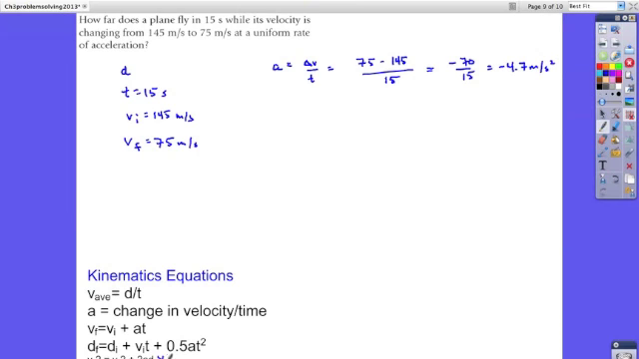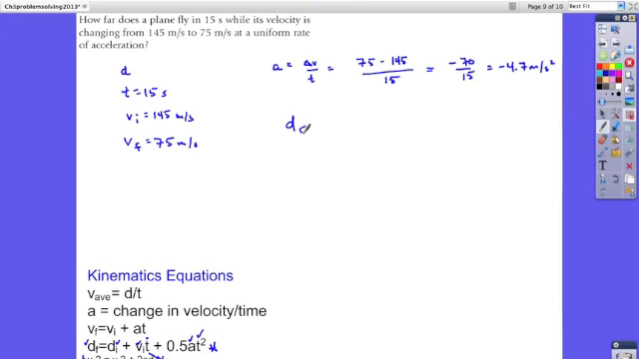Now I can go back and use this equation to find d. Or I could use this equation because I know time, I know acceleration, I know initial velocity, I know the initial position is 0, and that's what I'm looking for. Okay, let's try that one instead. Simply because if I use this one, I'm going to have to do some rearranging, some algebra to get d by itself, whereas with this one, the d is out here by itself already.